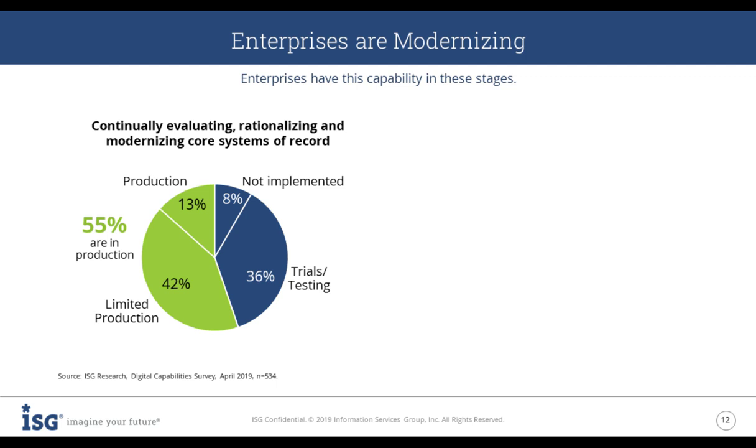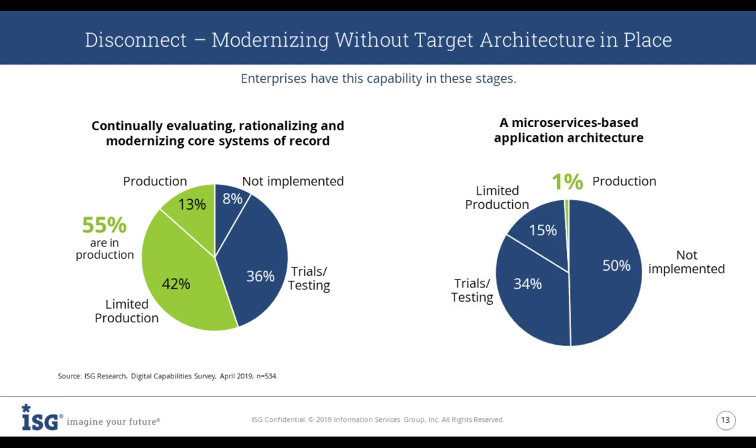Enterprises are fully aware of the need to modernize to remain competitive. ISG research recently heard from more than 500 large enterprises around the world about their digital capabilities. More than half are modernizing their core systems of record, with most of the rest in trials. Yet those same enterprises lag in capabilities involving a modern target architecture based on microservices.